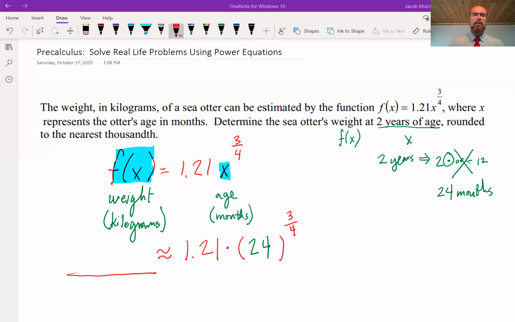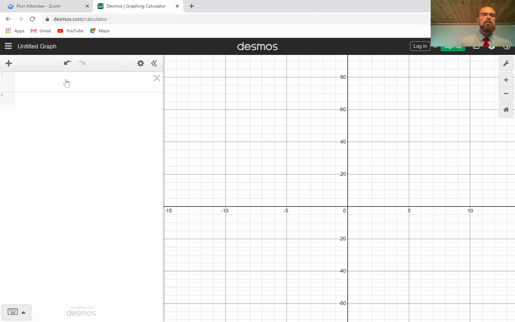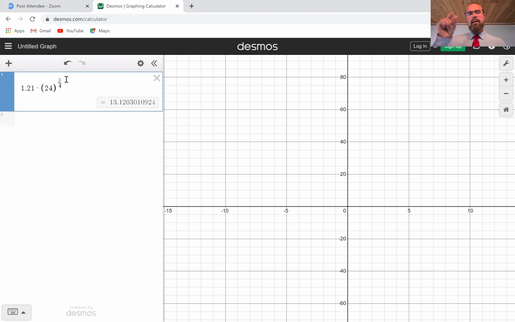We just need to make our calculations. So here in Desmos, again, we don't have to solve anything. I just need to type in 1.21 times parentheses the base 24 months to the power of 3 divided by 4. So notice that it is a power function because I've got that x base raised to some rational number power. And that immediately gives me this irrational number, and I can tell it's irrational because it goes forever, the decimal doesn't end, and none of those numbers repeat. So I'm going to round to the nearest thousandth.